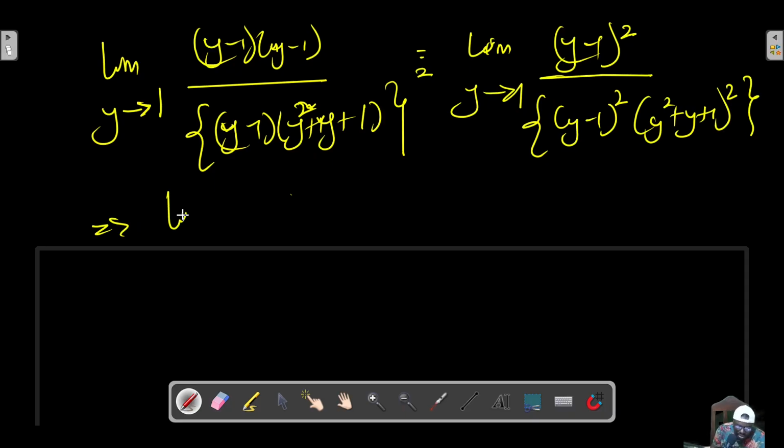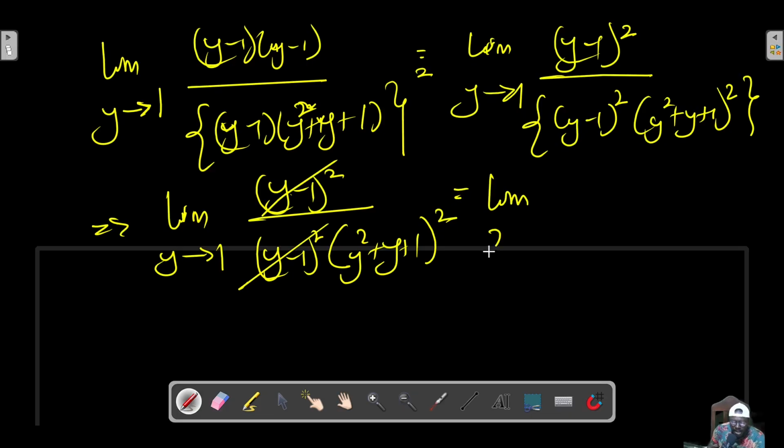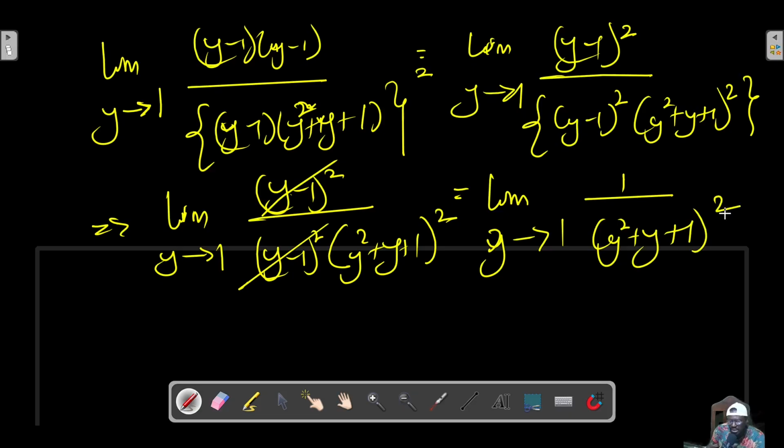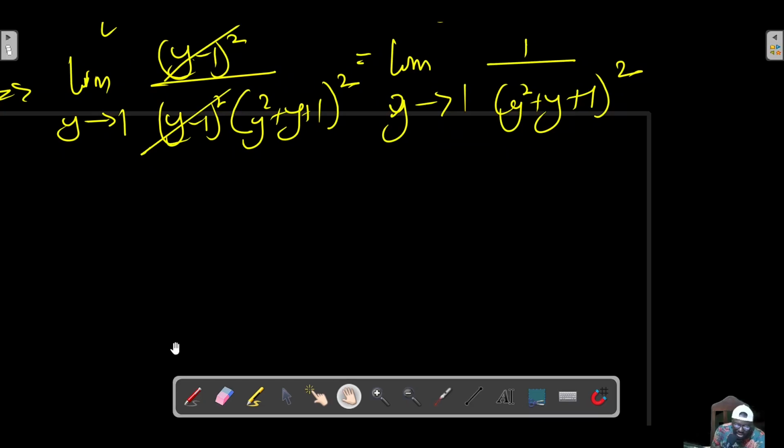This can be written as the limit as y approaches 1 of y minus 1 all squared, divided by y minus 1 all squared, multiplying y squared plus y plus 1 all squared. So this cancels this. Then I now have the limit as y approaches 1 of 1 over y squared plus y plus 1 all squared. So here it is simple, you just have to do a direct substitution.